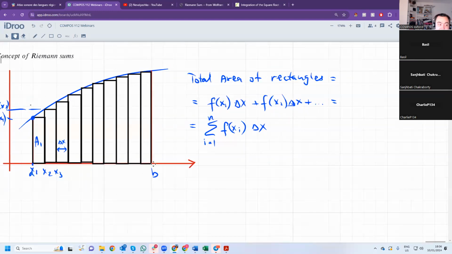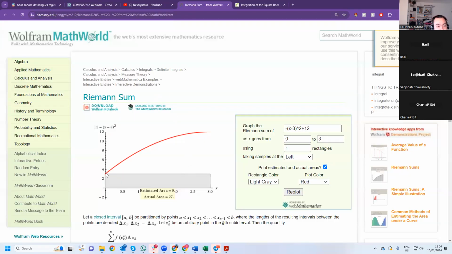What we do next is we make the rectangles narrower. Let's look at an example. So this is a Riemann sum tool. I've got a curve, and I'm saying approximate the area under this curve. The curve is from 0 to 3. Approximate it with 2 rectangles. You can see that the first rectangle is this, and the second rectangle is this. The estimated area is 19. The actual area is 27. So we have an underestimation.